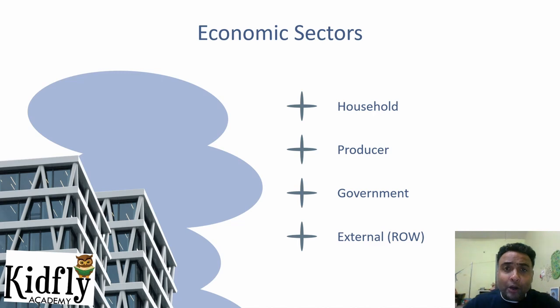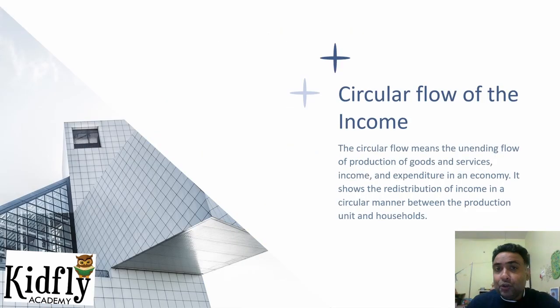And when the economy opens up, when we are dealing with the rest of the world, when we involve ourselves in import and export, then these economic activities take place from our country to another country and the economy gets open. To understand that, first of all, we need to see the definition of the circular flow of income. It is the unending flow of production of goods and services against income and expenditure which takes place in the economy. These are all part of the economic activities which take place within different sectors of the economy.